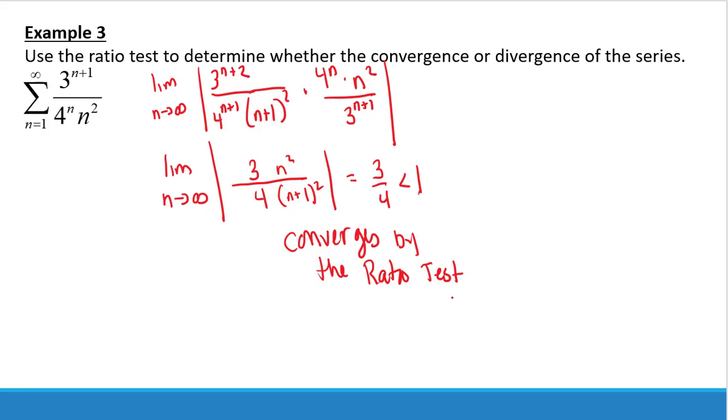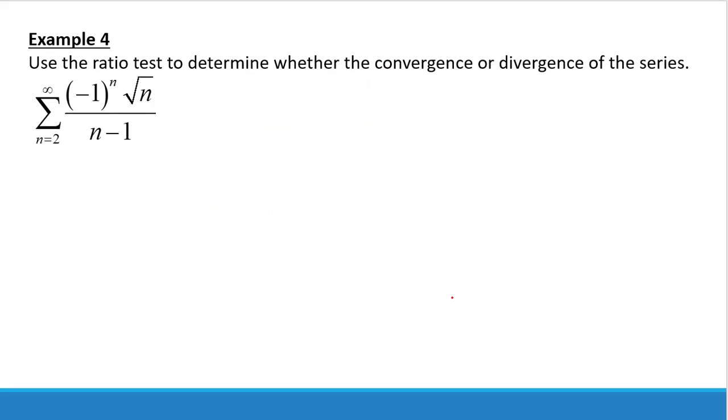Next one. Use the ratio test to determine convergence or divergence. So again, we set up our limit of -1 to the n plus 1 times the square root of n plus 1 all over n, times n over -1 to the n root n.